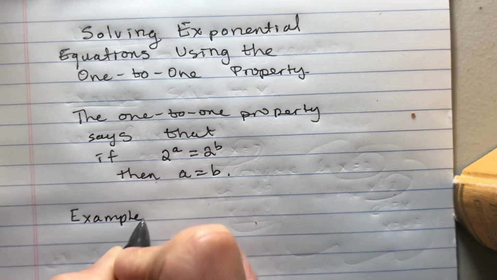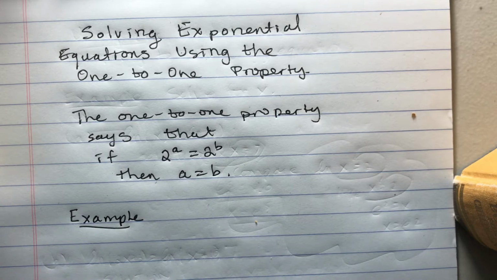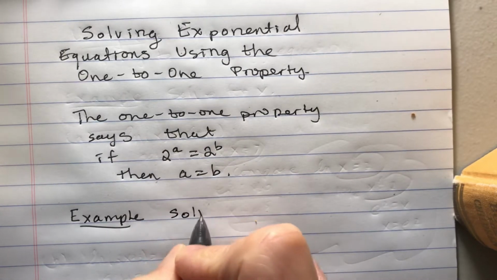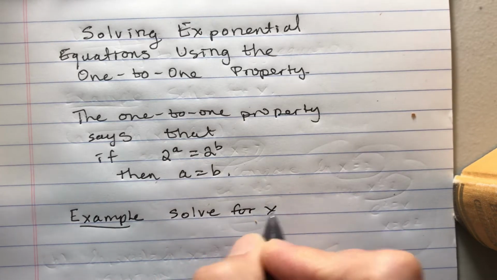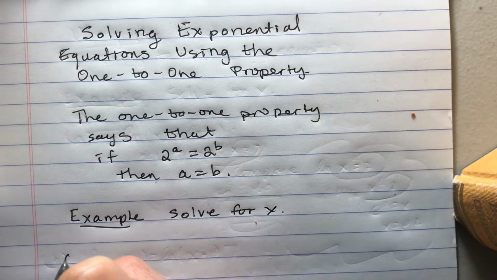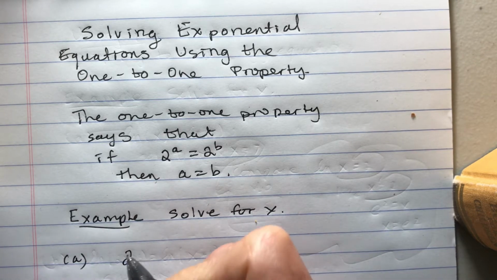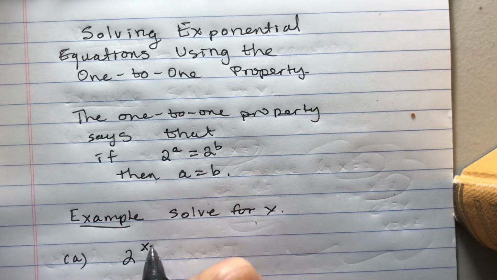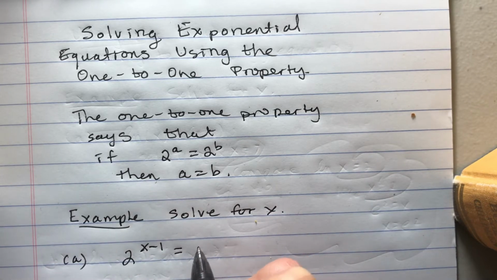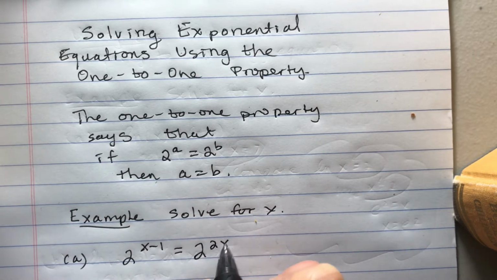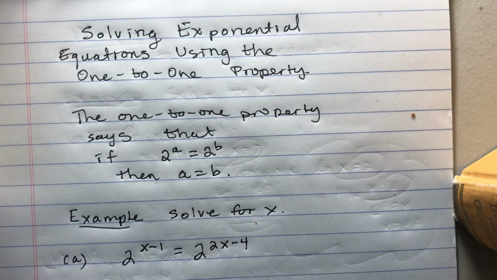So let's go ahead and do some examples where we solve for x when we have an exponential equation. Now, we can't always use this property. Let's just solve a couple and then I'll talk about when we can use that property and when we cannot.